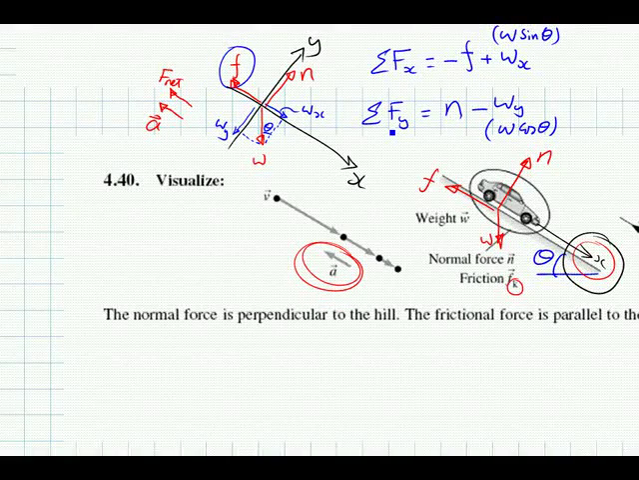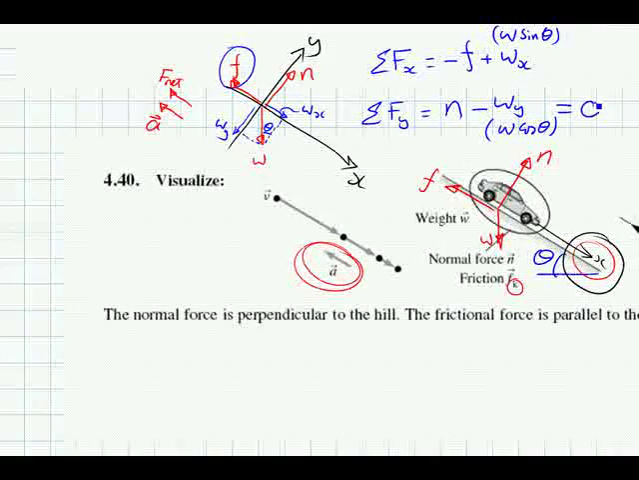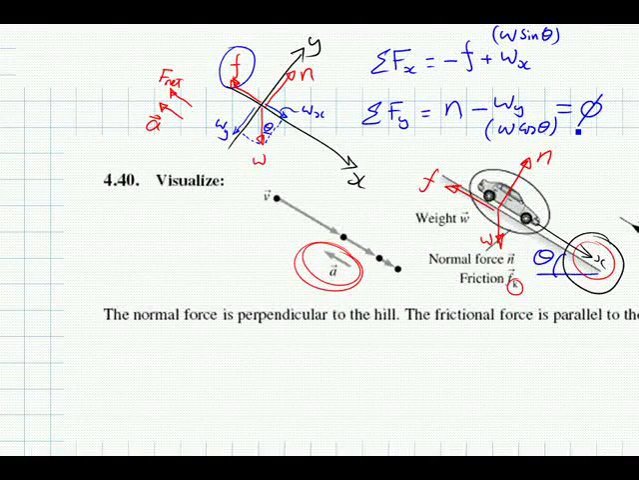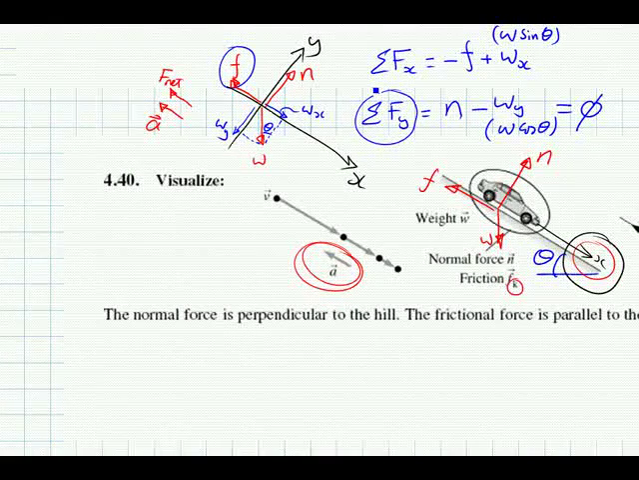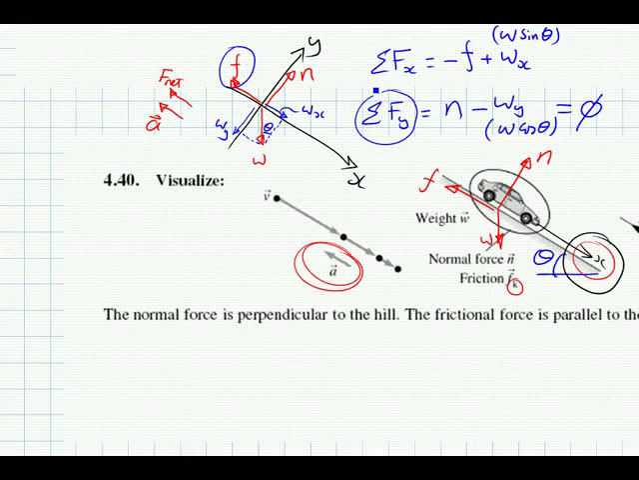Now in the Y direction there is no acceleration, so we know that the sum of these forces must equal 0, because if the net force in the Y direction did not equal 0, that would mean that there is acceleration in the Y direction due to Newton's second law, F equals ma, or acceleration is net force divided by mass. But we know that there isn't any acceleration, therefore the net force in the Y direction must equal 0.